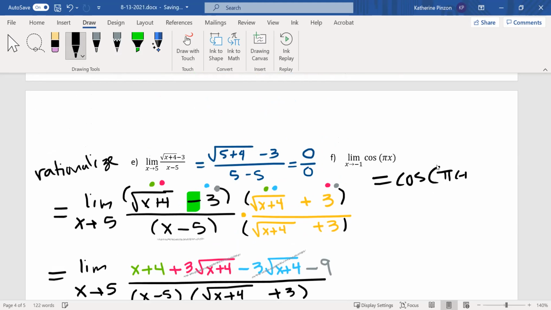Cosine pi times -1. Pi times -1 is negative pi. Cosine of negative pi, let's see, negative pi is over here at the point -1, 0. Cosine is the first one, the x value, -1. Done. Ta-ta. Yes.